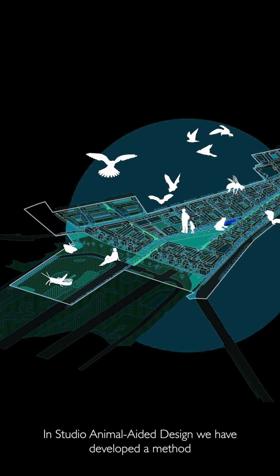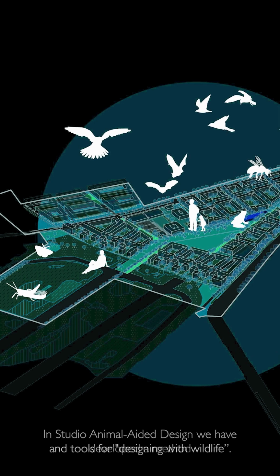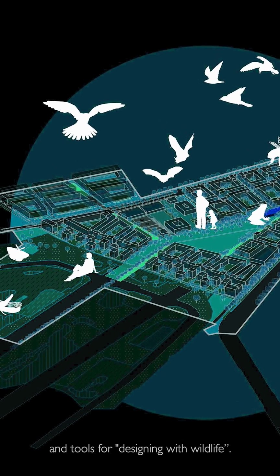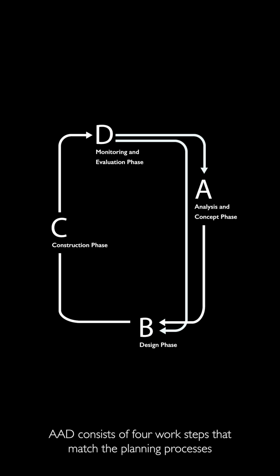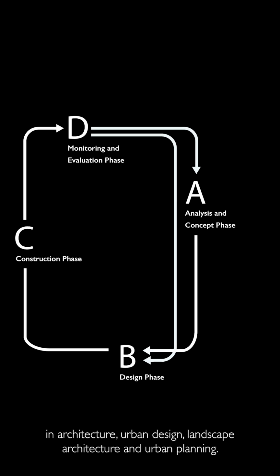In Studio Animal-Aided Design, we have developed a method and tools for designing with wildlife. AAD consists of 4 work steps that match the planning processes in architecture, urban design, landscape architecture, and urban planning.